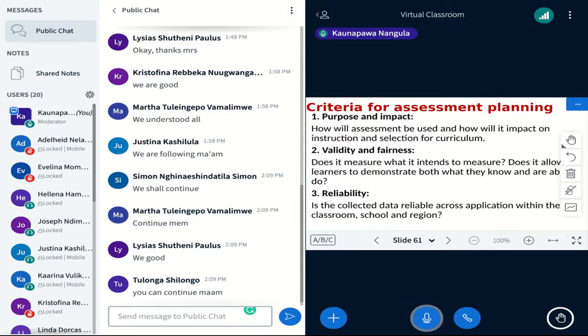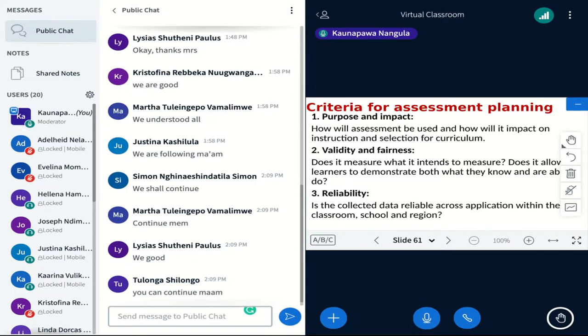How is it really going to be used? And then the second part is validity and fairness. Does it measure what it intends to measure? So here we're talking about validity. I hope you remember that. Does it really measure what it says that it's going to measure? For example, does it allow learners to demonstrate both what they know and what they are able to do?